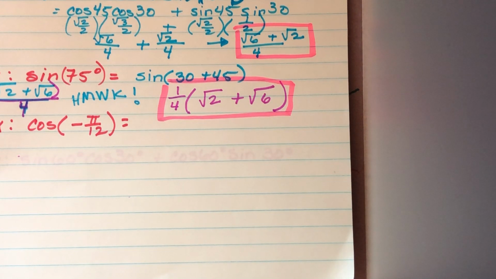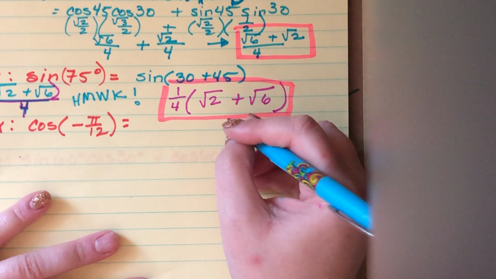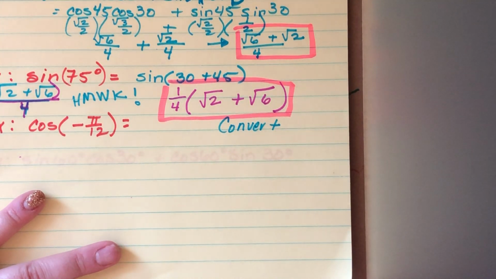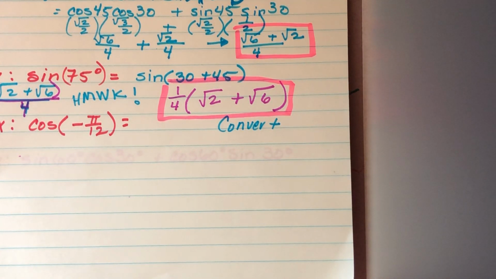Okay, let's go to this next one. It says cosine negative pi over 12. Okay, well, I don't really know where pi over 12 is on the circle, so maybe I can convert it to degrees and then look at the circle.